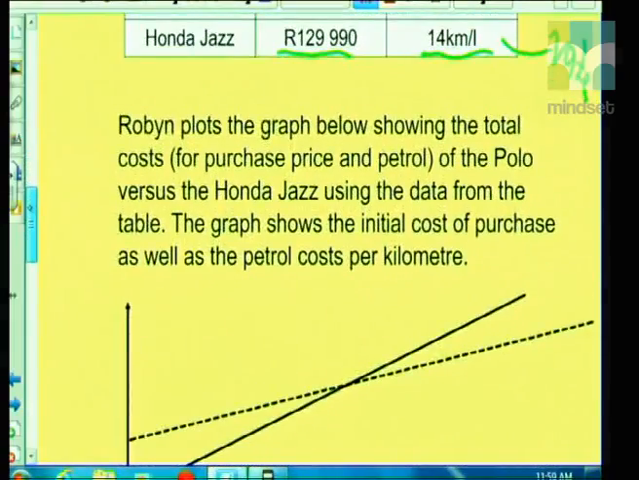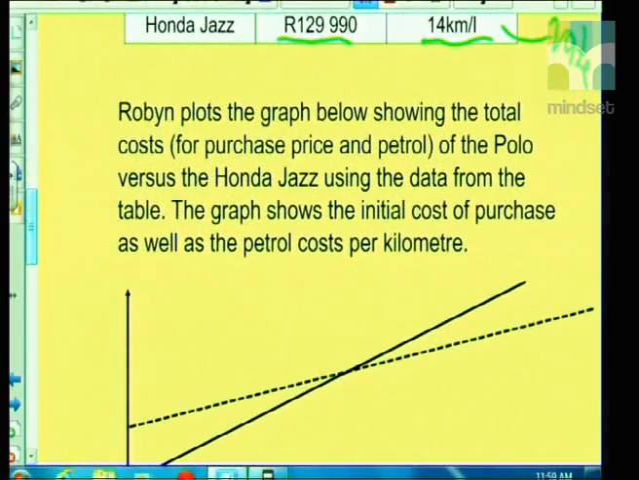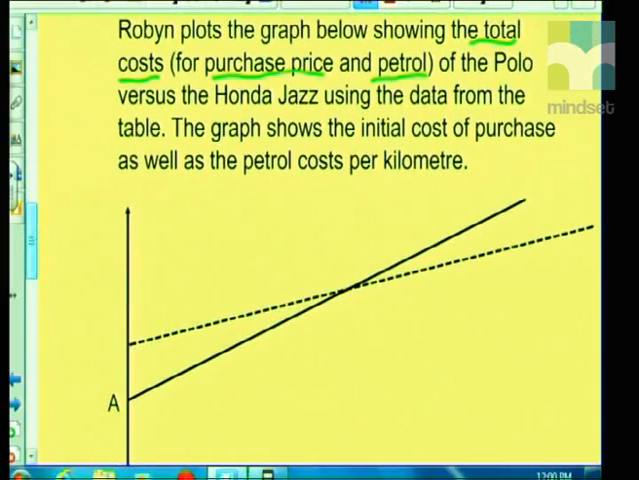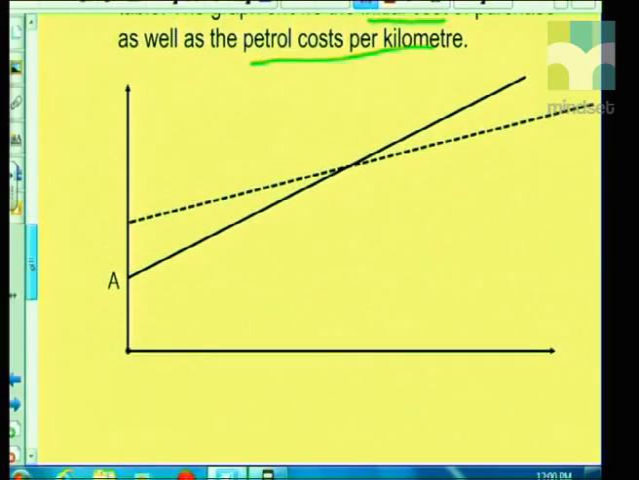So having borne that in mind, Robin then decides to plot some graphs showing the total costs. Very important: the purchase price and petrol, not services or anything else, of the Polo versus the Jazz. Using the data from the table, the graph shows the initial cost of purchase as well as the petrol costs per kilometer. And that's what the graph looks like.